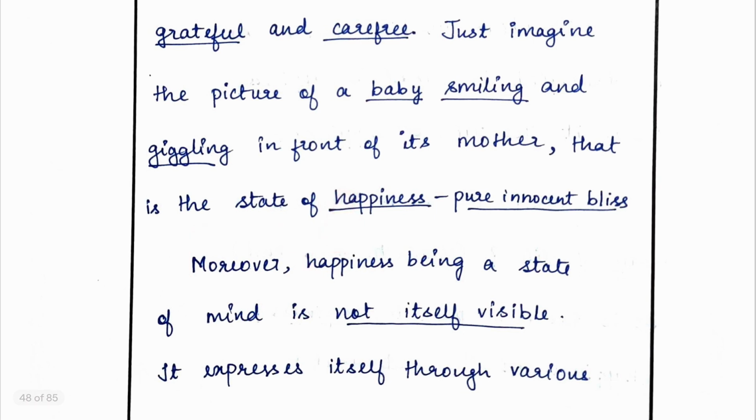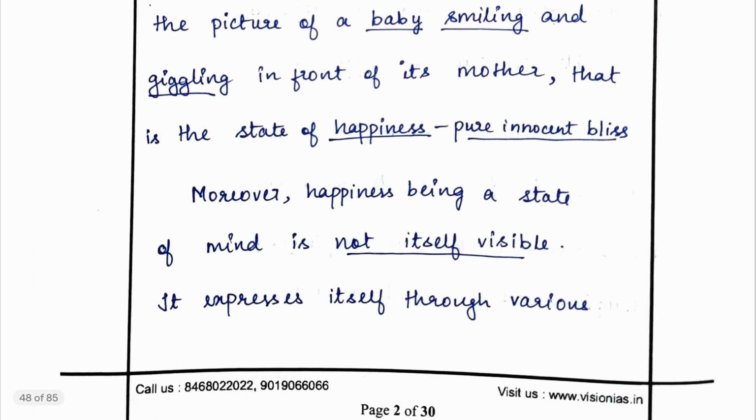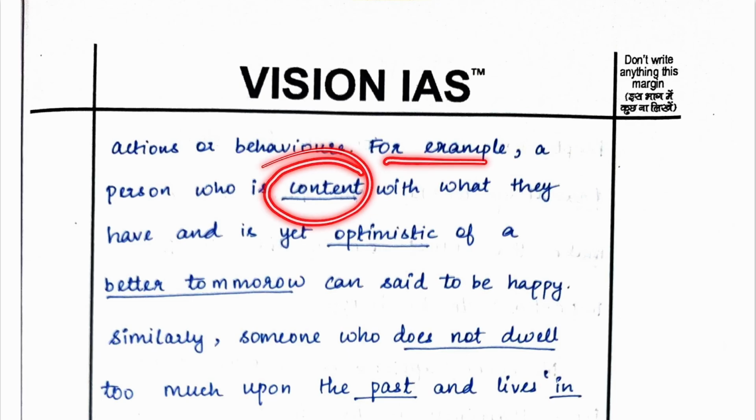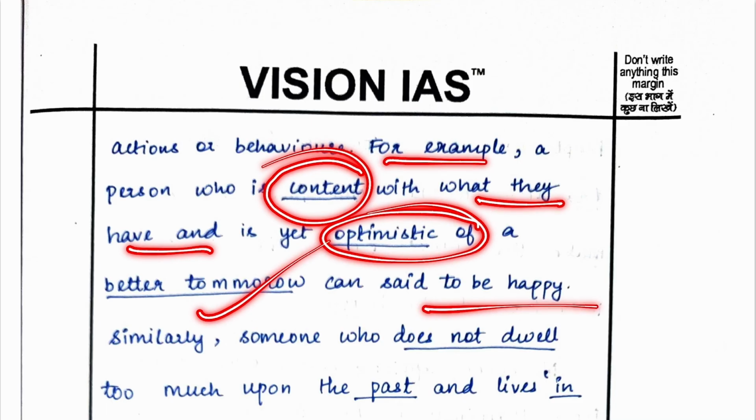So there is a flow between two paras: happiness being a state of mind. Happiness is a state of mind, and it is not itself visible. It expresses itself through various actions or behavior. So your happiness will be visible through your action or behavior. For example, a person who is content with what they have and is yet optimistic of a better tomorrow can be said to be happy.